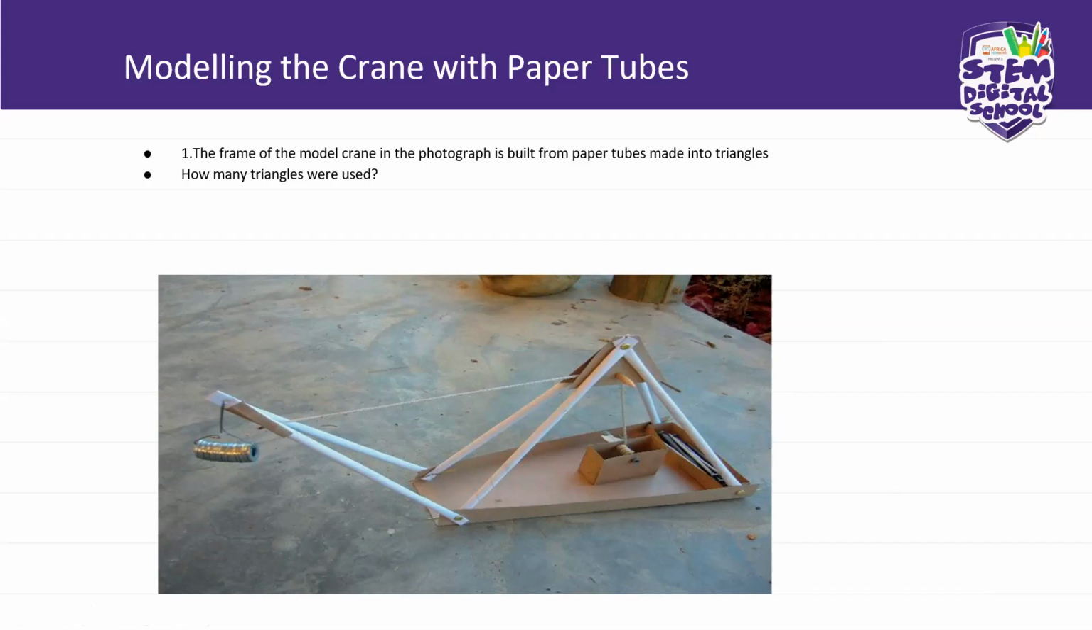Right. The frame of the model crane in the photograph is built from paper tubes made into triangles. How many triangles can you see here? It's 3 triangles you can see, right? So you use these triangles using paper tubes. Remember in another lesson, yes, it's very simple. Only 3 triangles, and then you have your cardboard there.